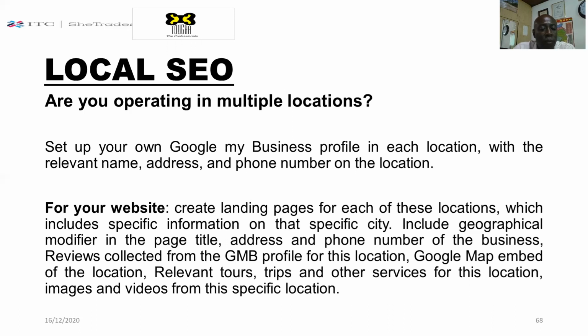It will also have what we call the geographical modifier. For instance, if it's Accra, then your keyword must modify or qualify that particular location in the page title. It will also have the address, phone number of the business, and as I mentioned, the reviews collected from Google My Business for this location's profile. You can also look at the Google map and have it embedded on your site. If you have relevant tools, you can also incorporate them, along with trips and other services for this location. Your images and videos from this specific location can also be included accordingly.